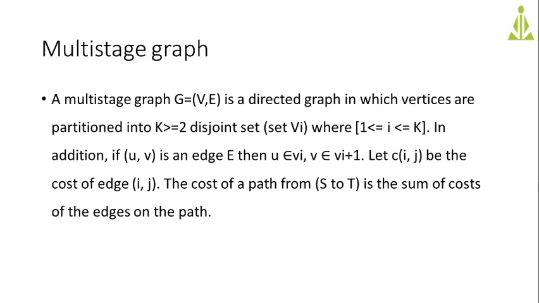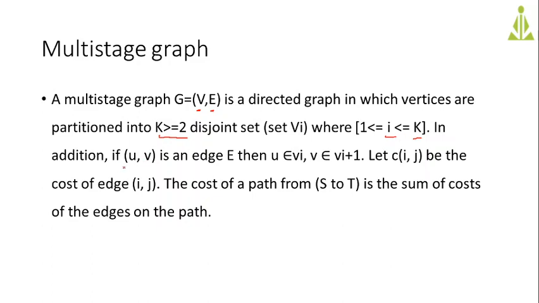In the multi-stage graph, we have a graph G(V, E). What is V? V is vertices, E is edges. It is a directed graph in which the vertices are partitioned into k greater than or equal to 2 disjoint sets V_i, where i is less than or equal to k. So this is a condition.